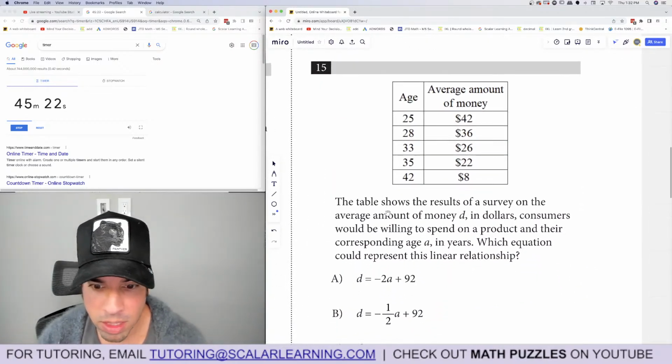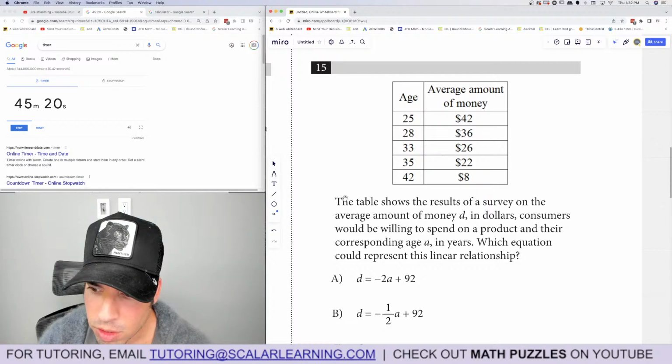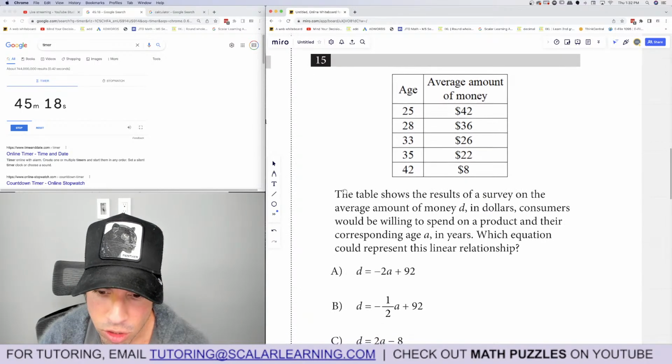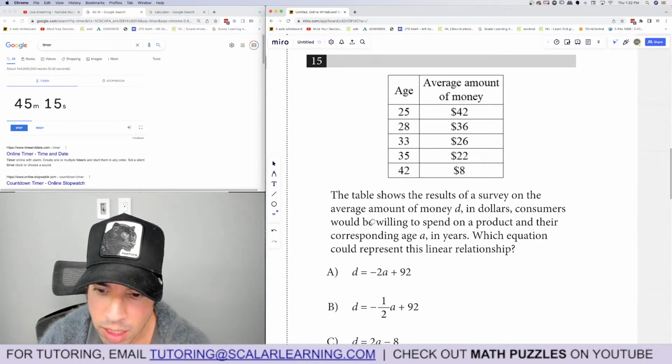15, average amount of money. The table below shows the result of a survey on the average amount of money, D, in dollars, consumers would be willing to spend on a product in their corresponding age in years.